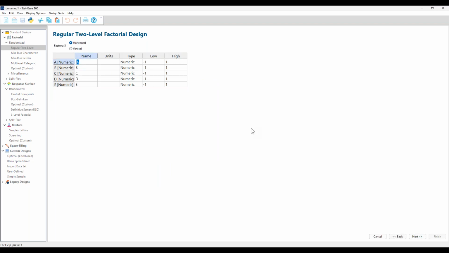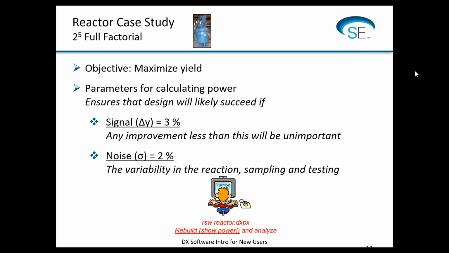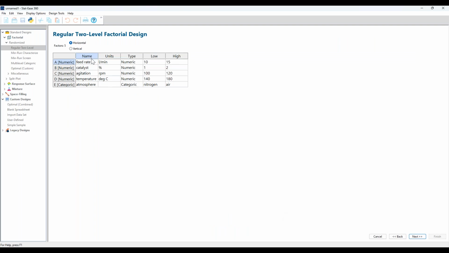And this is where we begin to type the information in. So the first factor that we're going to study is feed rate. And that's going to be liters per minute. It's a numeric factor, and it will go from 10 to 15. Okay, and so we will go through each of our 5 factors, but I am going to jump to one that's already filled in. Cut to the chase here. So we have feed rate, we have catalyst, agitation. Notice this last one, atmosphere, that's a categoric factor, right? So I took the little drop-down menu here and made it categoric because it's a choice of a categoric factor. It's either nitrogen or it's air. Now, I suppose in the real world, you could look at a blend of the two, but here it's just going to be a categoric choice of nitrogen versus air.